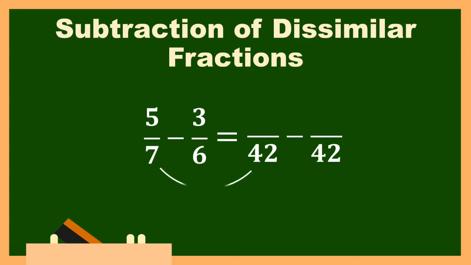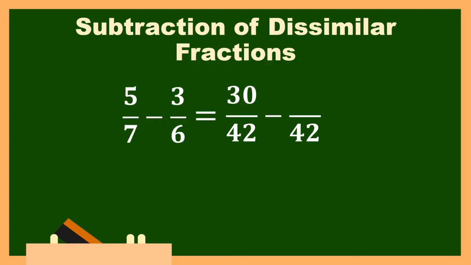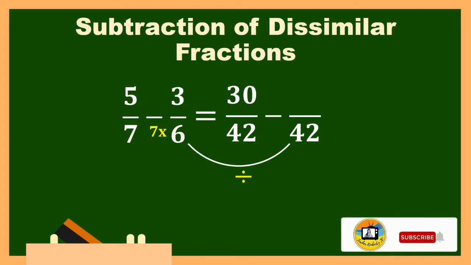So first, divide 42 by 7. So 42 divided by 7 is equal to 6. And imumultiply po ang result doon sa numerator ni 7, which is 5. So 6 times 5 is equal to 30. Then divide 42 by 6. So 42 divided by 6 is equal to 7, and multiply the result to the numerator of 6, which is 3. So 7 times 3 is equal to 21.